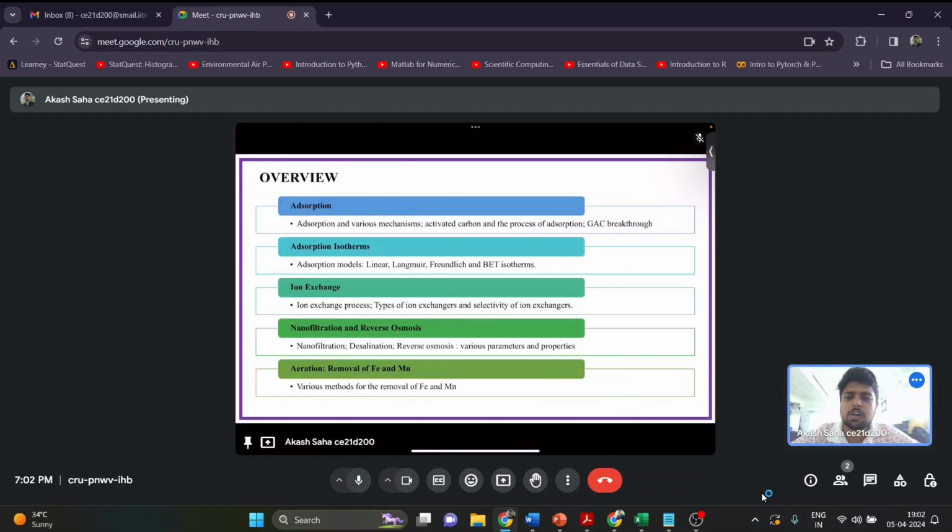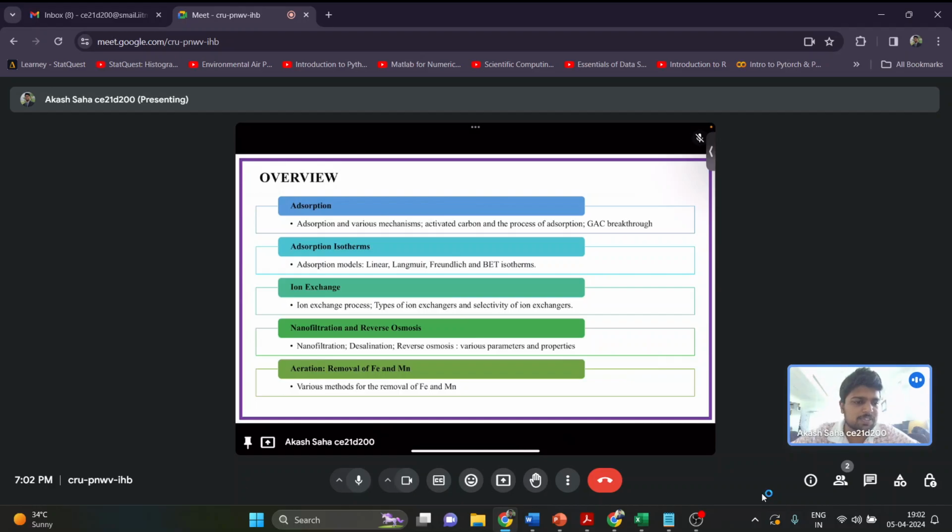In this week we have covered 3 to 4 topics. We started with adsorption, where we learned what adsorption is and what the various mechanisms are, then how activated carbon is used and the process of adsorption, and then the GAC breakthrough curve. And then we looked into the adsorption isotherms, where we learned about various models of adsorption, starting from the linear, Langmuir, Freundlich, and the BET isotherm.